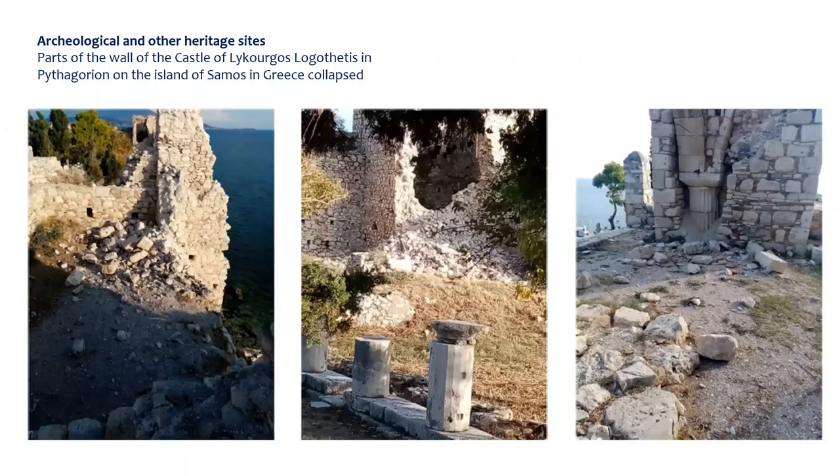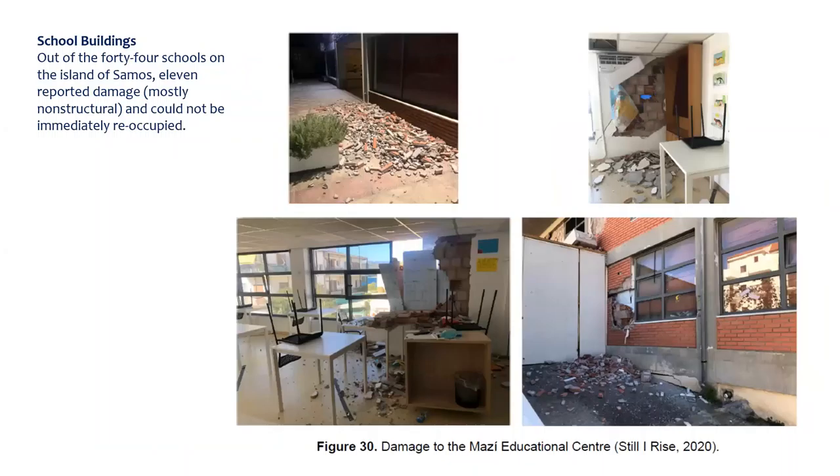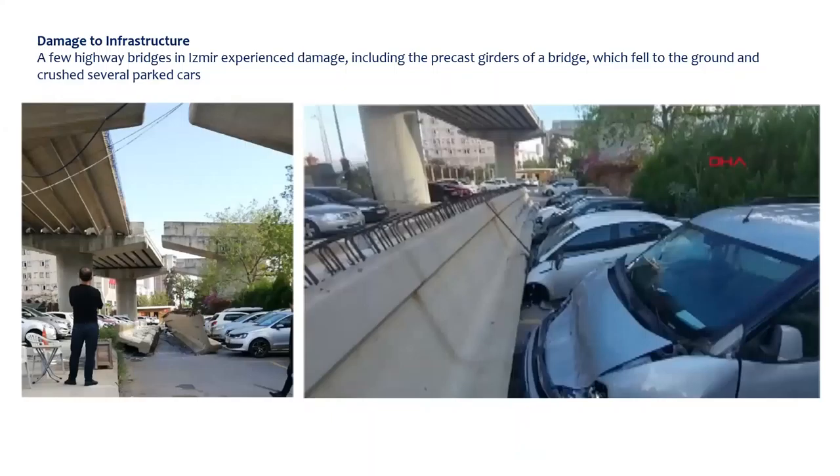All settlements, this is in Pythagorios and in Samos. So there were some walls collapse. In schools, and again, this is in Samos, some non-structural damage, some infill walls that had presented some damage there. And specifically, damage to infrastructure.